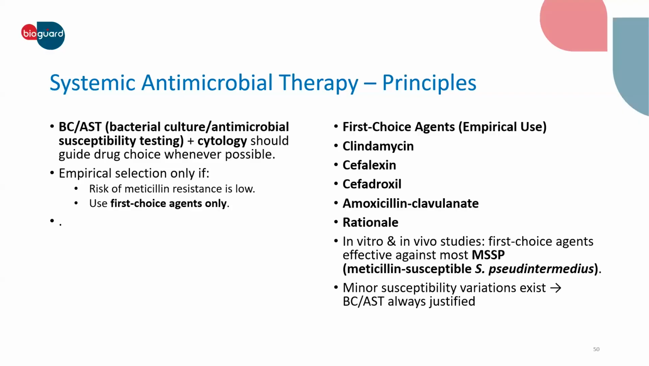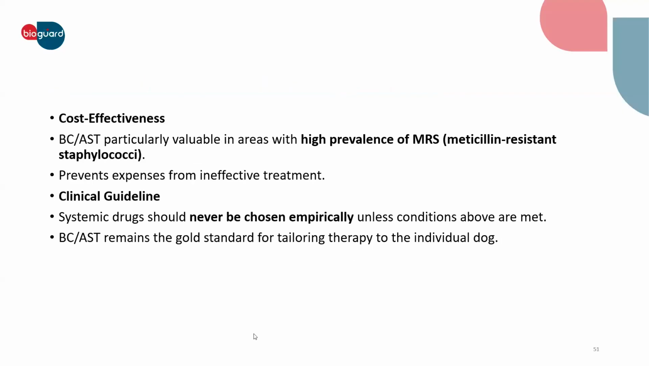So, if you really need systemic antimicrobial therapy, you should always do the BC and AST, and also the cytology first. And BC-AST is particularly valuable in areas with a high prevalence of MRS. And it's prevalent. We should prevent expense from ineffective treatment.